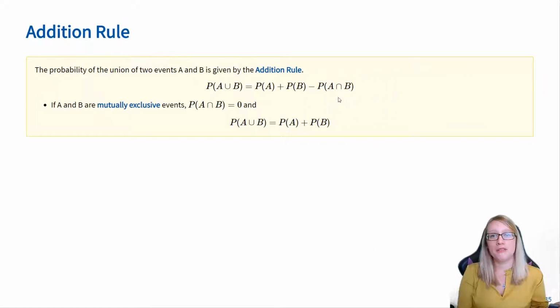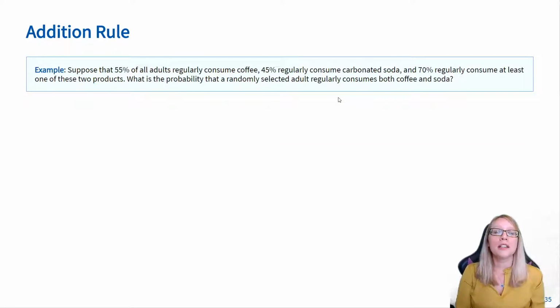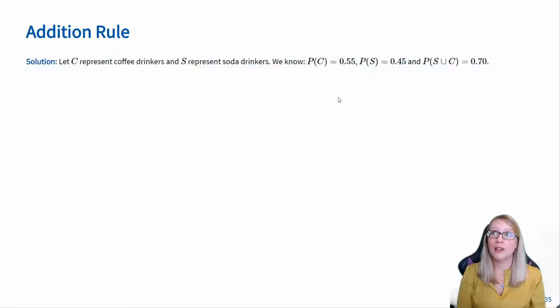We can simplify this a little bit in the case that A and B are mutually exclusive. If they do not overlap, then the addition rule just becomes the probability of A union B equal to the probability of A plus the probability of B. So let's take a look at an example. Suppose that 55% of all adults regularly drink coffee, 45% regularly drink carbonated soda, and 70% regularly consume at least one of the two. What then is the probability that a randomly selected adult regularly drinks both coffee and soda?